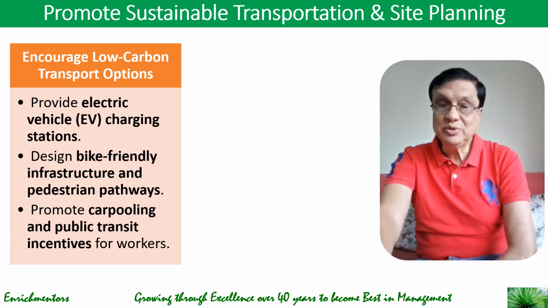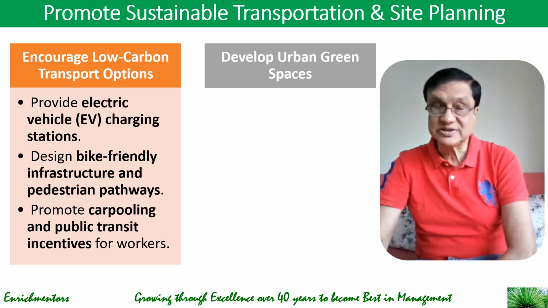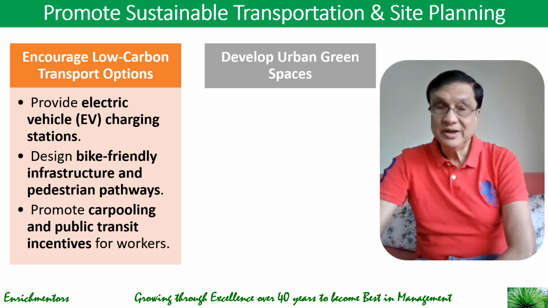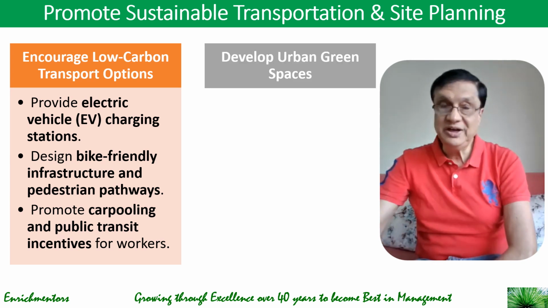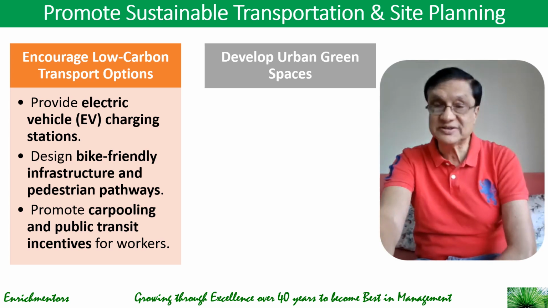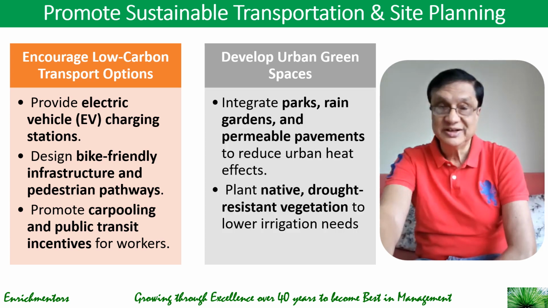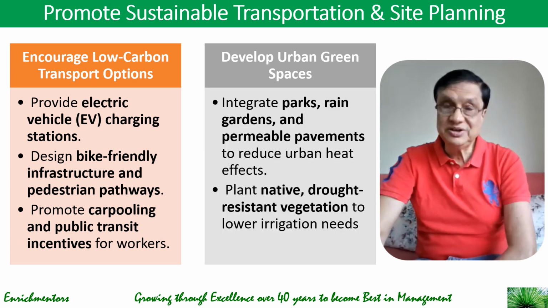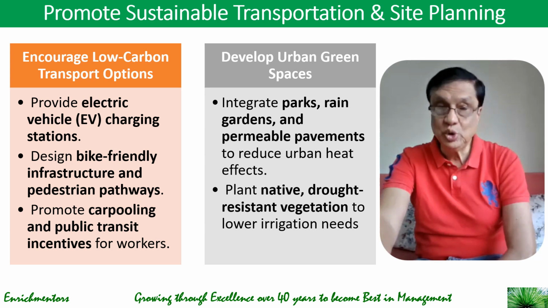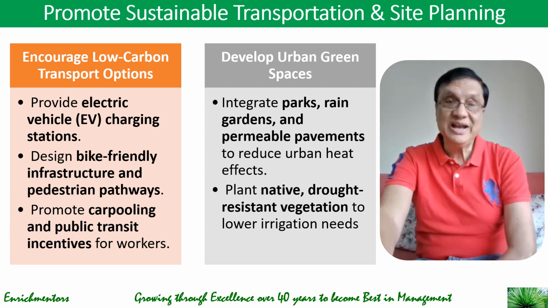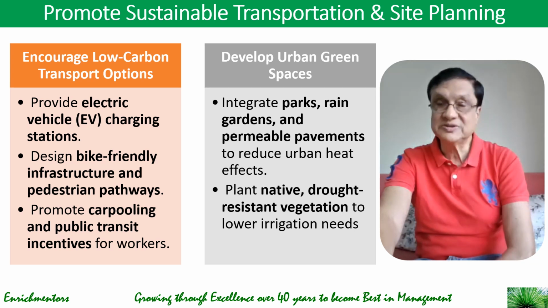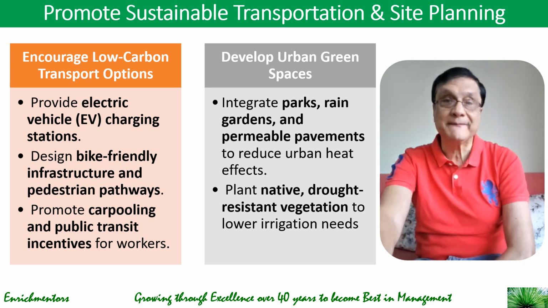And second would be to develop urban green spaces. Now, what can you do in that? To reduce urban heat effects, you can integrate parks, rain gardens, and permeable pavements in your project, right? And plant local drought resistant vegetation for lower irrigation needs. So, like this, you can promote sustainable transportation and site planning.